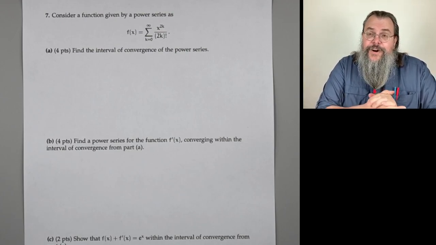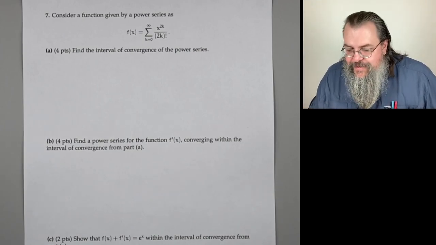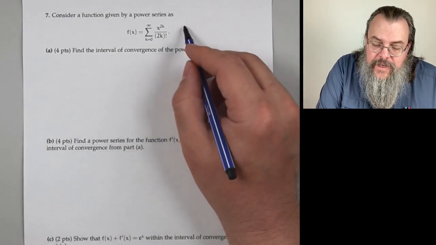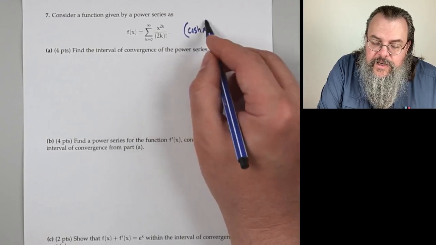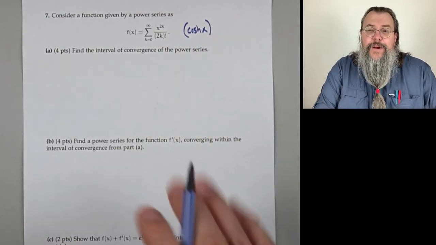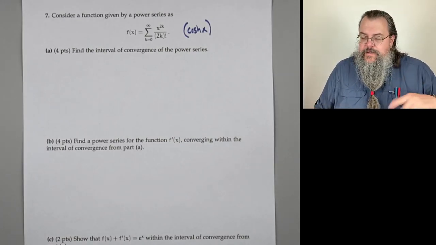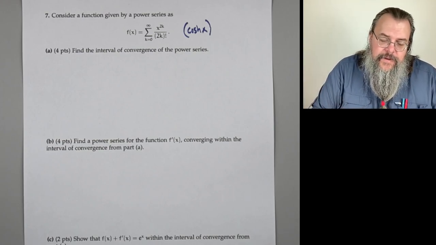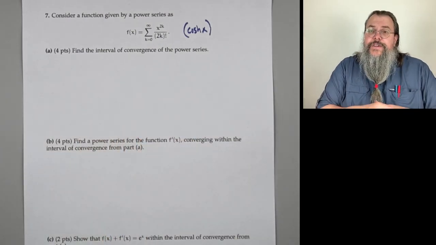All right, good. Now, spoiler alert, you don't need to know this, but actually it's a function which has a name, and this is called cosh. But we'll talk about that probably a little bit later. All right, so let's keep going here. Part A, 4 points. Find the interval of convergence of the power series.